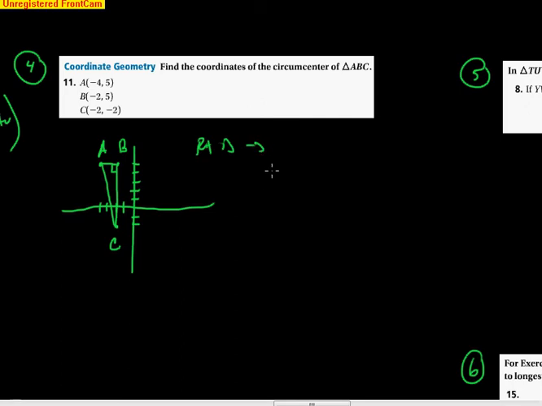For a right triangle, the circumcenter is going to be the midpoint of the hypotenuse. So remember that. So in this problem, we have to find the midpoint of the hypotenuse, the midpoint of AC. So in this case, the hypotenuse is AC.